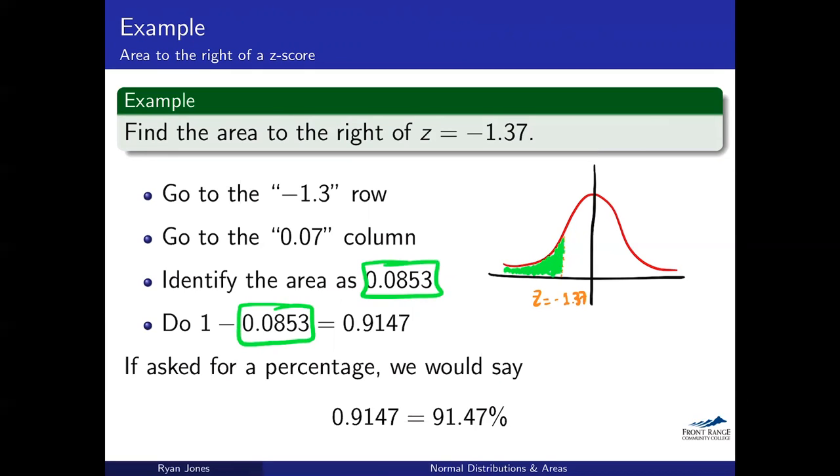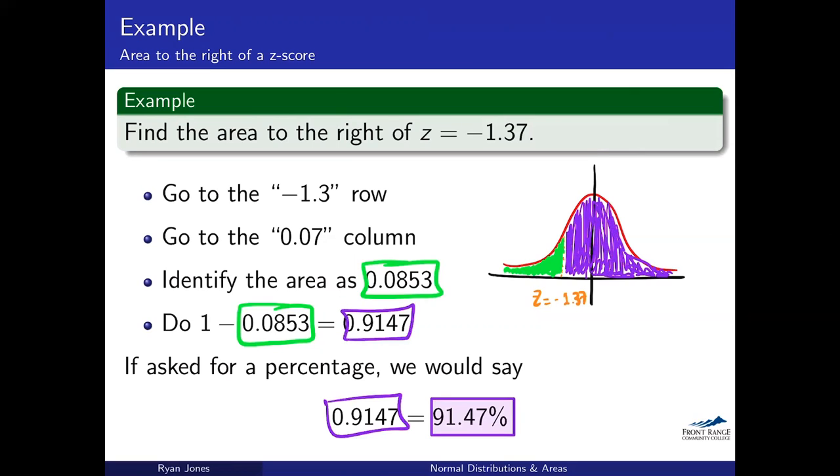And now because we know that the area underneath the entire bell curve, the entire normal distribution, is 1, to find the area here that I'm going to draw in the purple, that area is just 1 minus the area in the green. And so we just do that calculation, 1 minus the area in the green, and that exactly gives us the area in the purple as this 91.47% right there. Boom. So there we go.